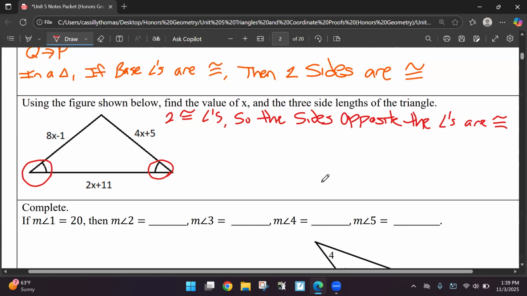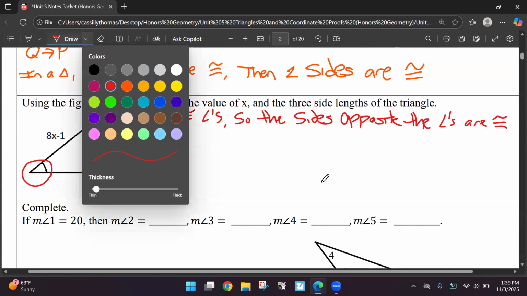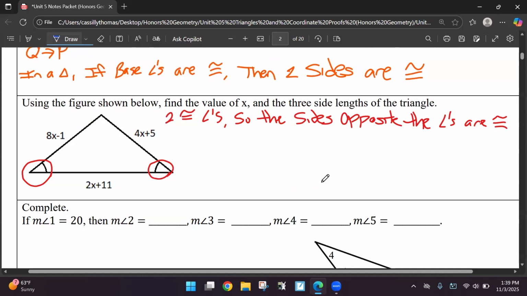All right, you're gonna have to forgive my handwriting on these. I'm writing on the screen. All right, let's see here.